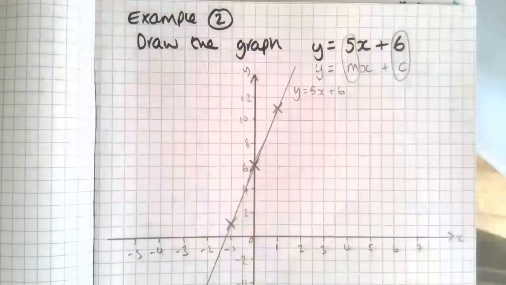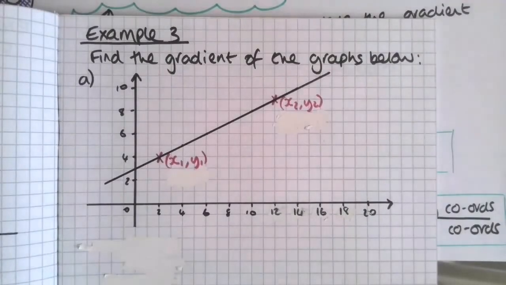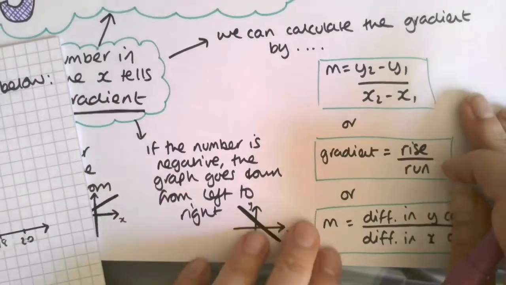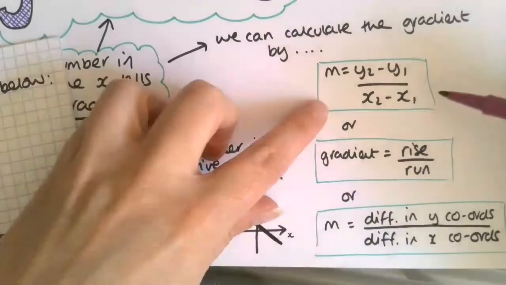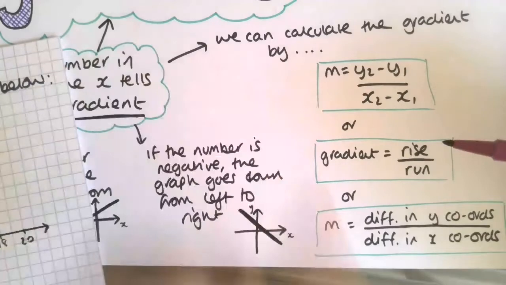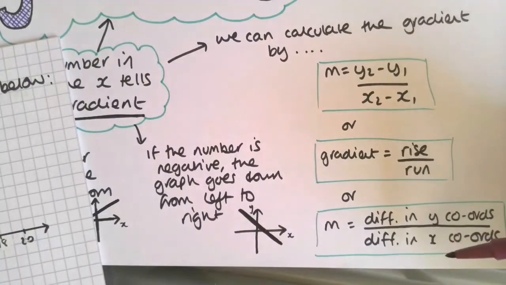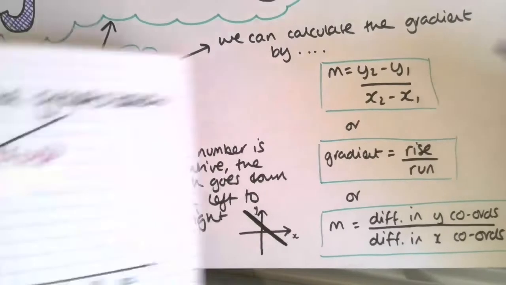Okay, right, moving on. Let's look at example 3 then. So we're going to be finding the gradients of some graphs. Okay, now, if you remember back to the start, we went through the different methods for finding the gradients. I'm going to do this one here, but then I will also talk you through these two. It's just that this one here is like the best method really to use.